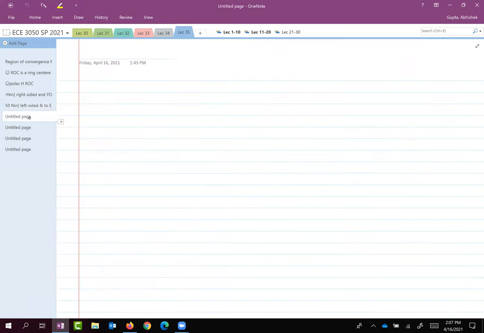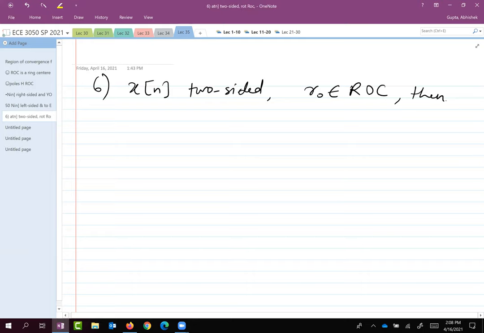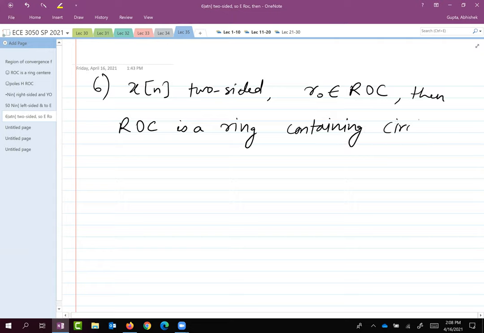Let's look at the sixth property. If xn is a two-sided signal and R0 is part of the region of convergence, then the ROC is a ring containing the circle of radius R0.